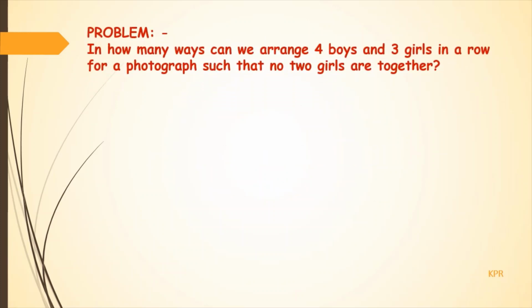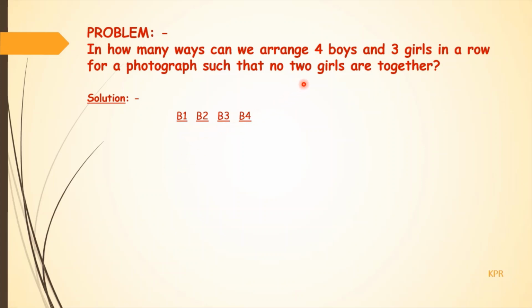Now the problem is, in how many ways can we arrange 4 boys and 3 girls in a row for a photograph such that no 2 girls are together? So in this problem, first we will arrange the 4 boys B1, B2, B3 and B4 like this.